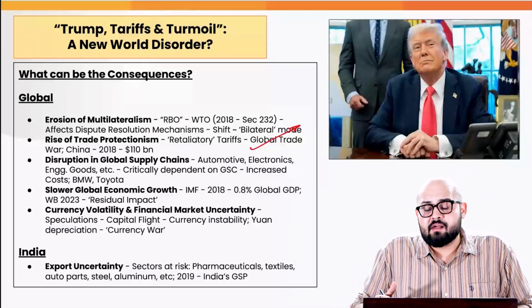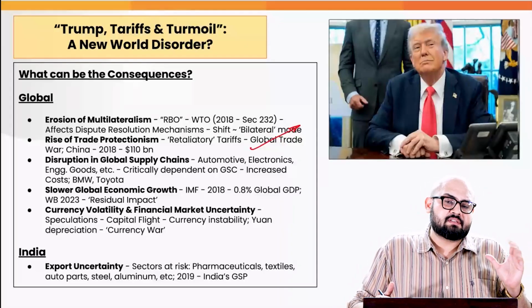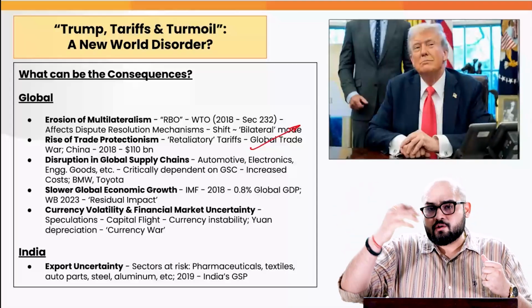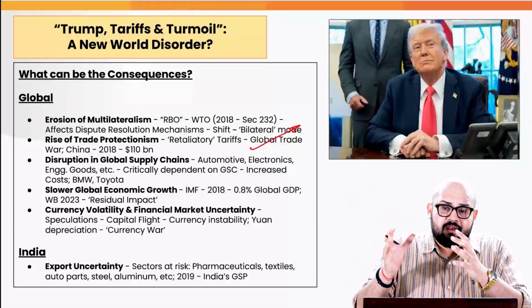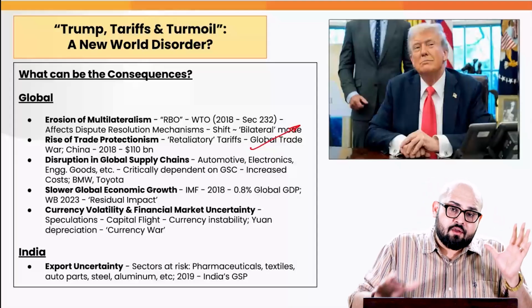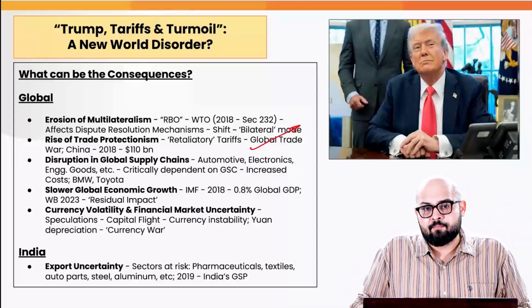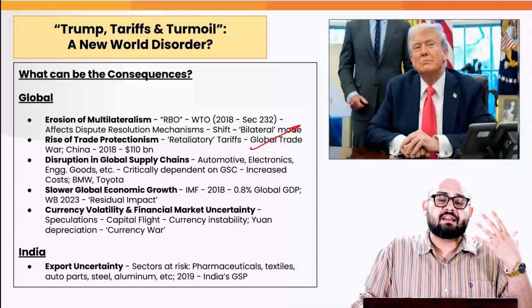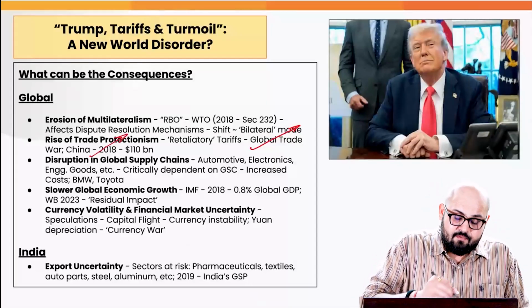As an example, what you must know is that when the US imposed tariffs on goods coming from China, which were worth almost 360 billion US dollars, China also imposed tariffs on US products coming to China, amounting to almost 110 billion US dollars. This is the example which is provided.